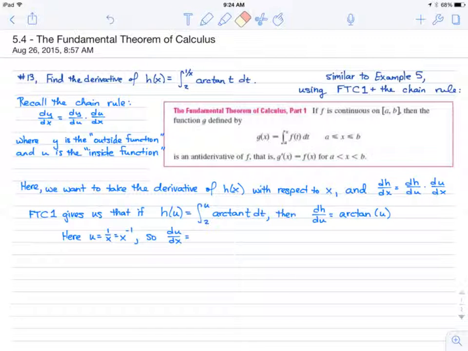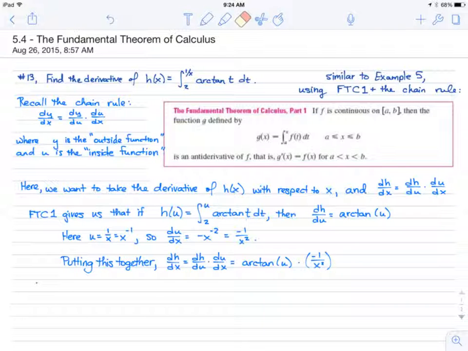To solve my original problem where I want dh dx, in addition to dh du, I'm also going to need to find du dx. So here, what was u? u was 1 over x. Rewriting, that could be x to the negative 1. So the derivative of that, and that's just a power rule. Bring down your negative 1 to the front, so I have a negative, and the power goes down by 1, so negative 2 in the derivative. The derivative du dx is negative 1 over x squared.